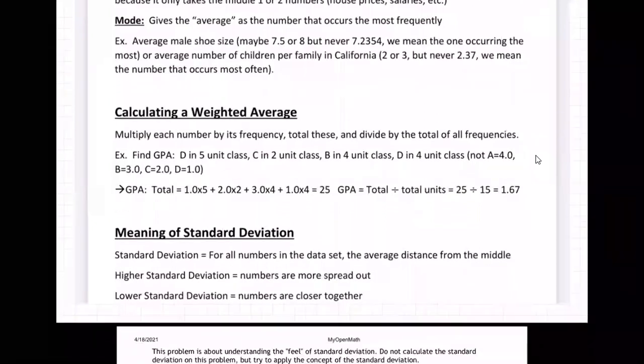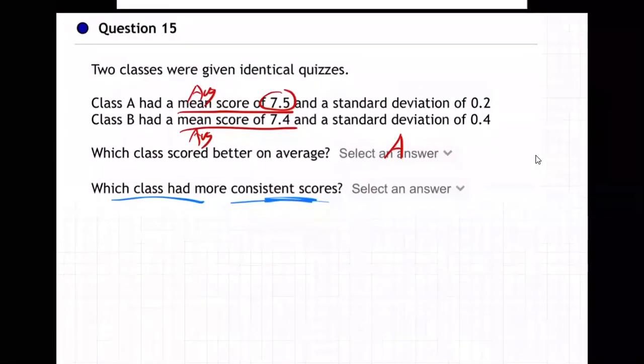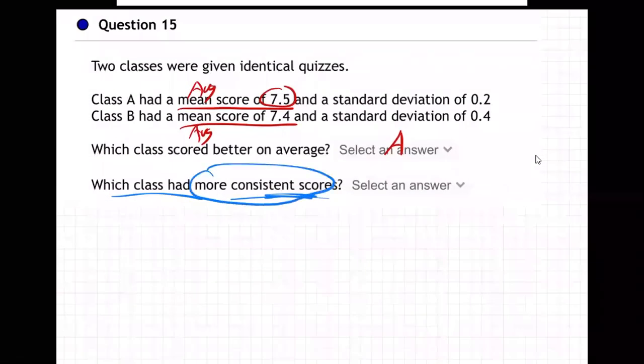Here's the notes. What is the meaning of standard deviation? Standard deviation is, for all numbers in the data set, the average distance from the middle. In other words, how spread out they are. Higher standard deviation means numbers are more spread out. Lower standard deviation means the numbers are closer together. In other words, more consistent, not spread out.